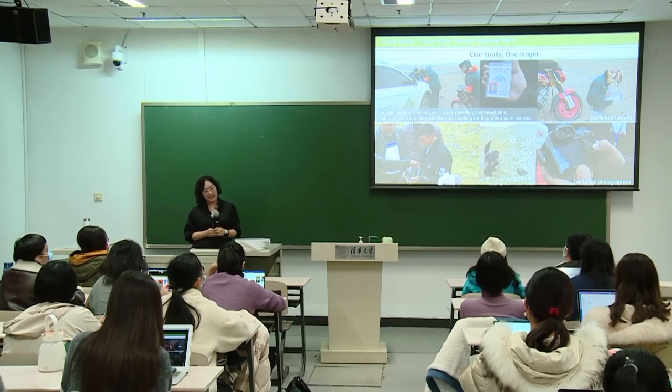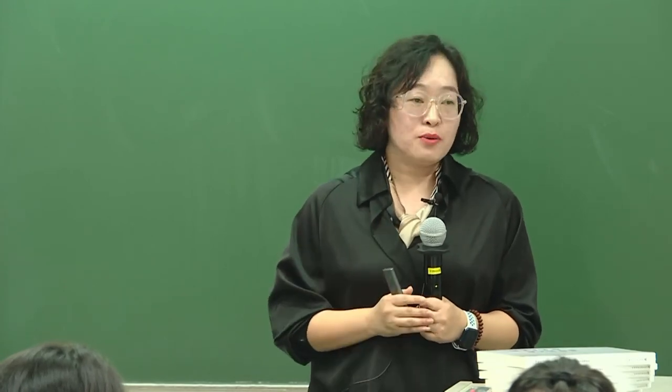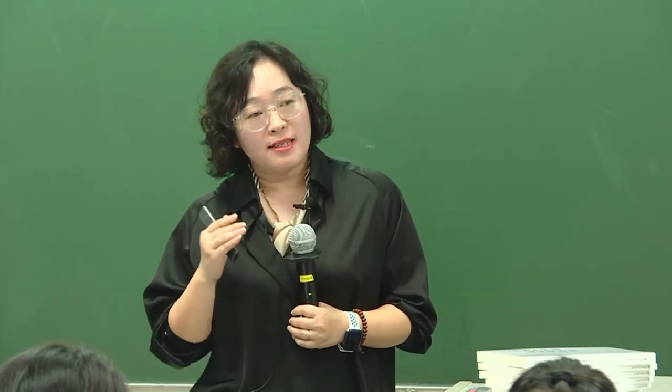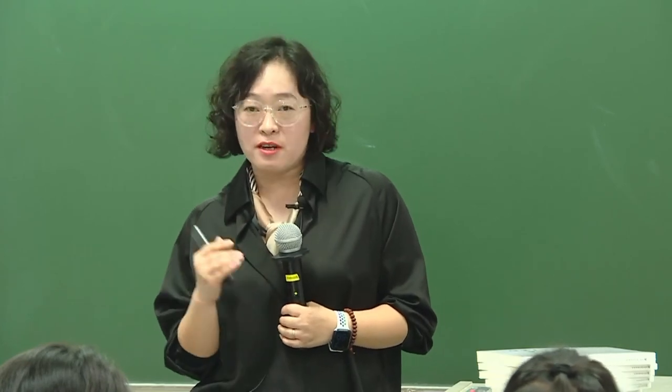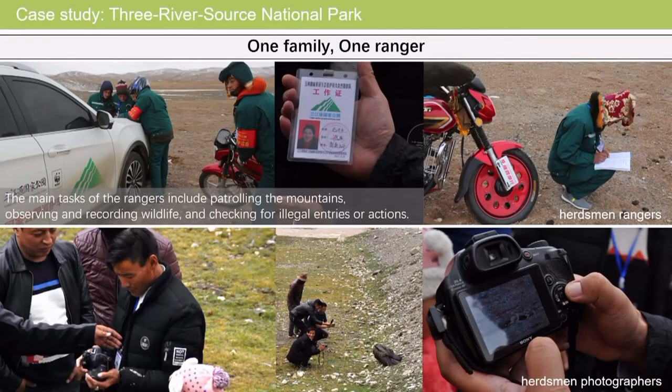Last but not least, Sanjiangyuan has established a one family, one ranger system. It means each family is assigned a person to serve as a ranger for the national park. The National Park Administration pays a salary of about 1,800 RMB per month. This salary can basically cover the monthly living expense for a herder family in that area.